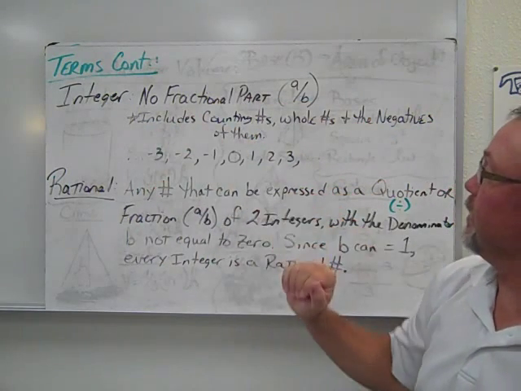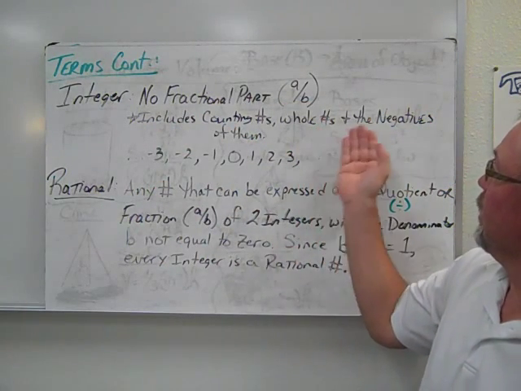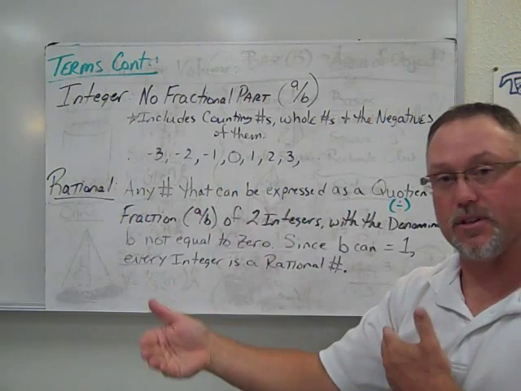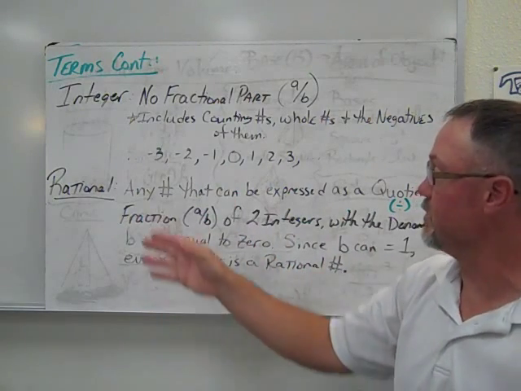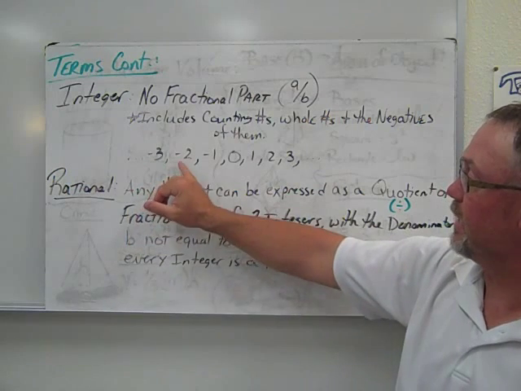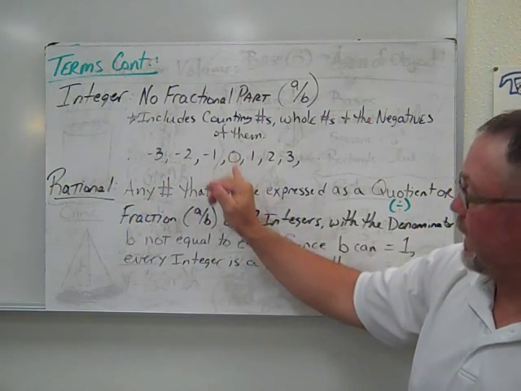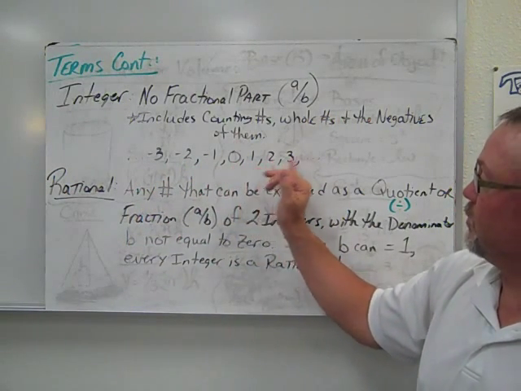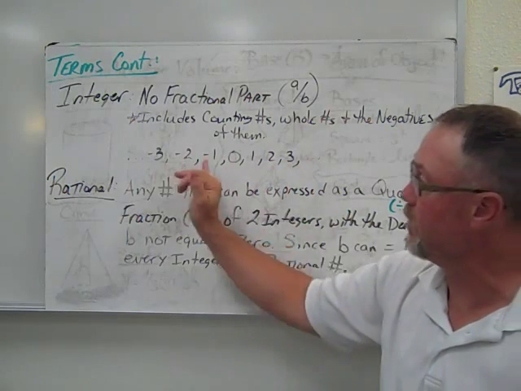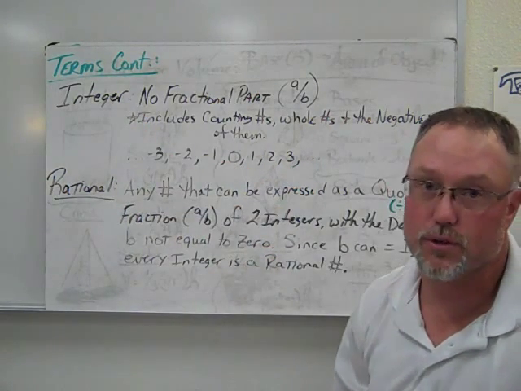It includes counting numbers, whole numbers, but it's now bringing in the negatives of those, so the opposites of those as well. So we have a -3, a -2, a -1. We have our 0, and then we have 1, 2, and 3. So here's the positives, here are the negatives. Those are all referred to as integers.